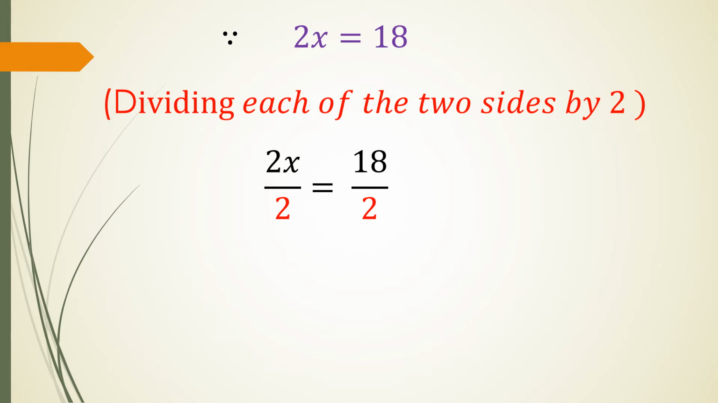And in the equation, we divide the two sides by the same number. So here I divided both terms by 2. And now I cancel 2 by 2 on the left hand side. So the left hand side will be x, and the right hand side will be 9. So that's x equals 9.